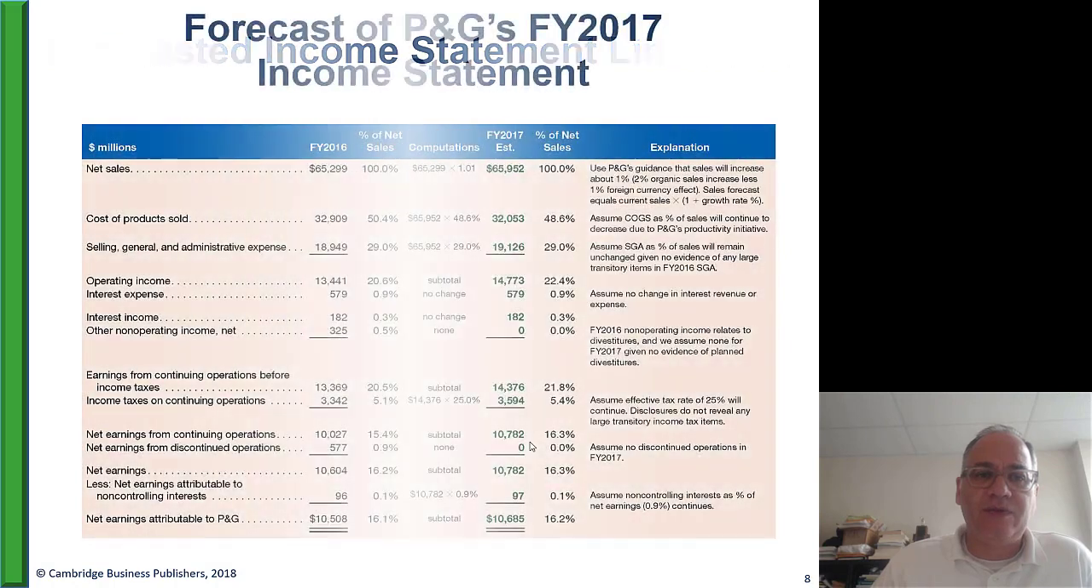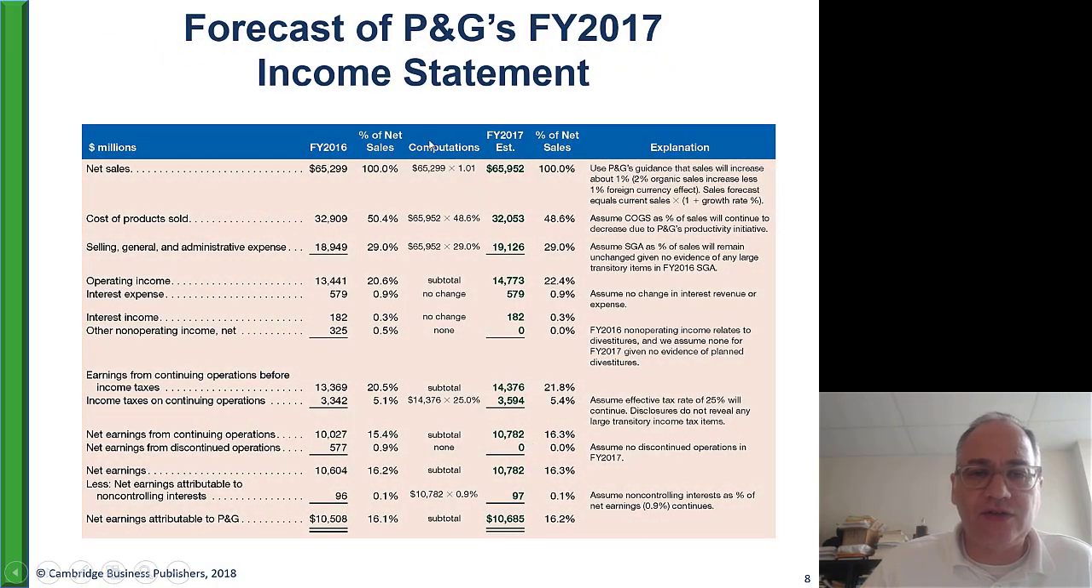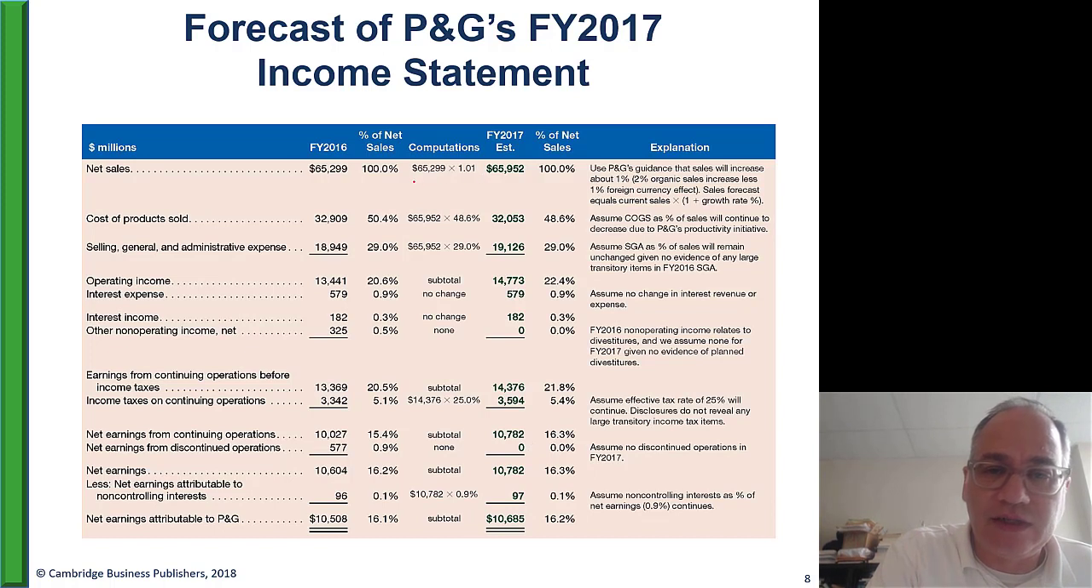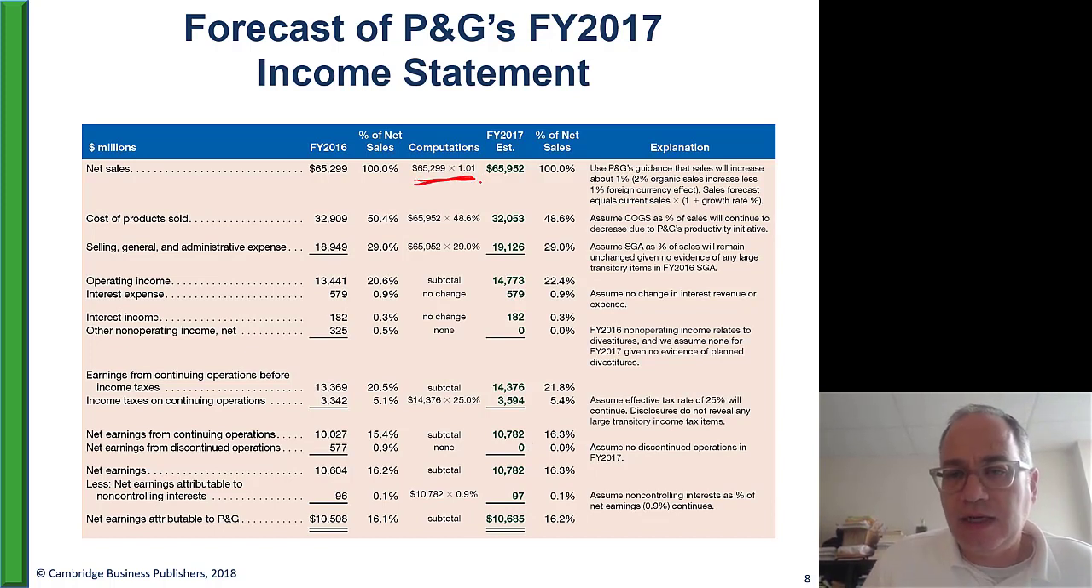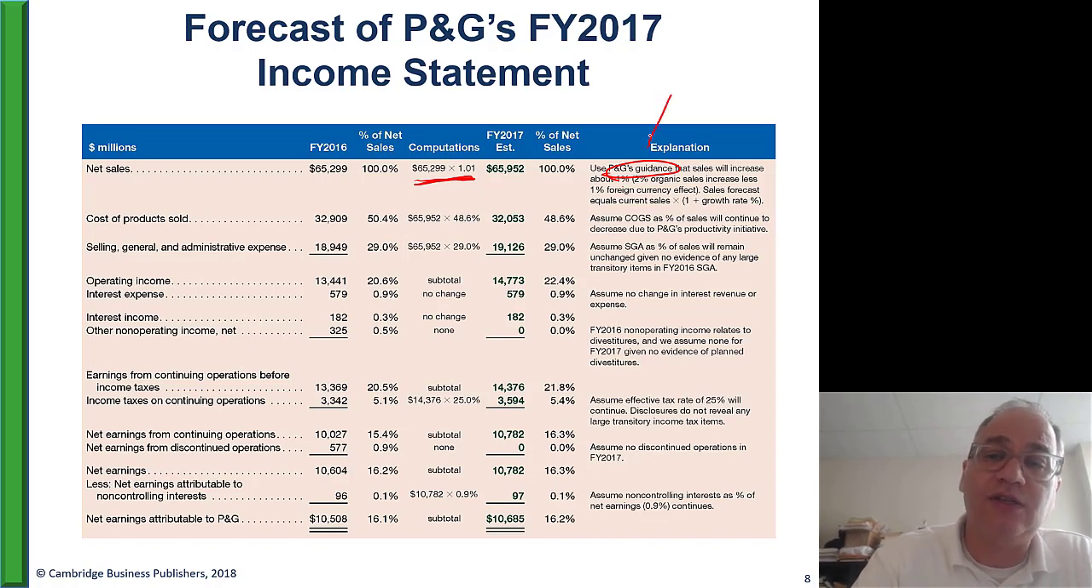So cost of goods sold will be quite similar. Let's take a look here. Net sales is increasing by 1%. So we take 65,299 and multiply it by 1%. And in fact, notice that PSE&G is telling you this. If you look in the notes, oftentimes, if you look at management's discussion and analysis, they will tell you what they think future sales will be.